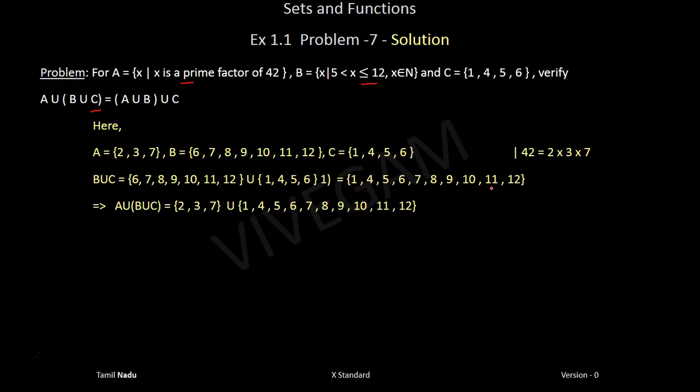Now we need to unite this with A, right? What is A? A is 2, 3, 7, and write this set B union C here. So you have to unite these two. If you look at it, the best way is to write this.